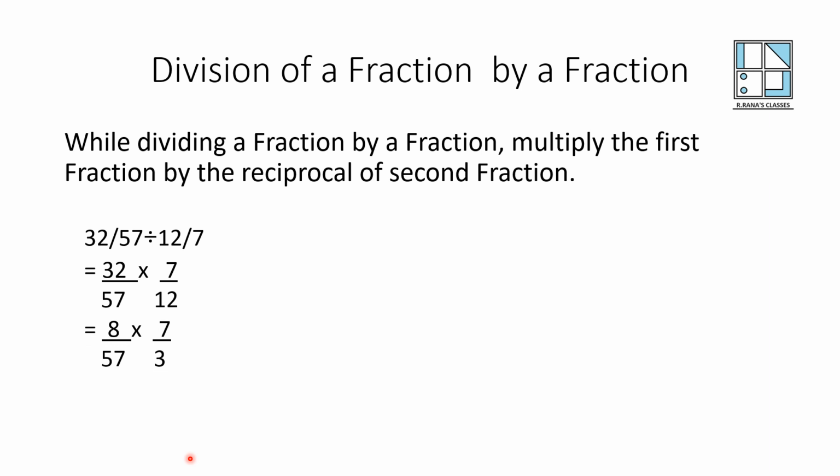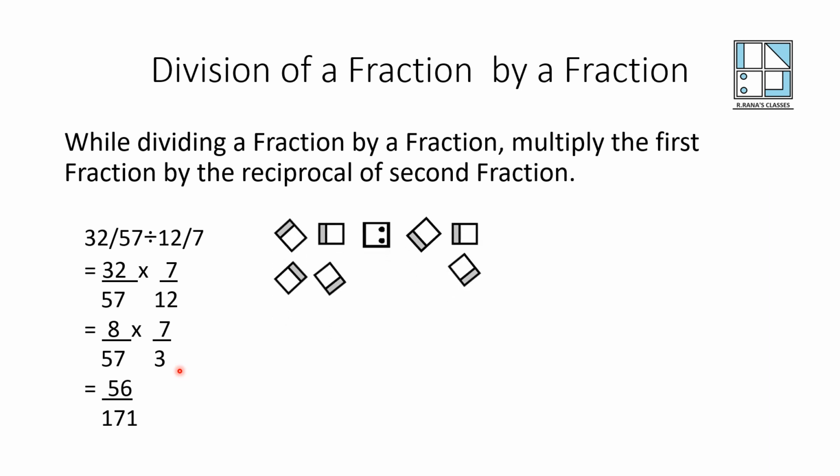Cancel the common factors. In 32 and 12, we get 4 as the common factor. So 4 8s the 32. Instead of 32, we have written 8, and 4 3 the 12. So we have written 3 for 12. Multiply numerator by numerator and denominator by denominator to get the quotient, which is 56 upon 171. Now come to Taylor frame.